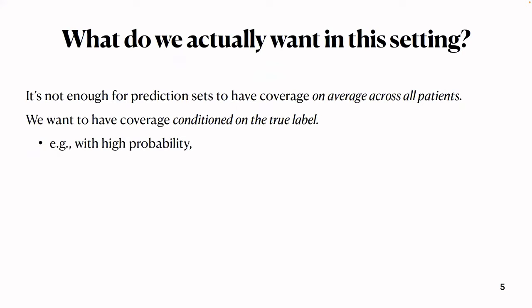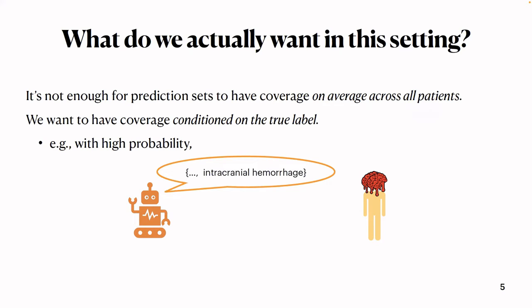So what do we actually want in this setting? We saw in the example that it's not enough for prediction sets to have coverage on average across all patients. Instead, we want to have coverage conditioned on the true label. So what this means is that when we're faced with a patient that actually has an intracranial hemorrhage, we want with high probability that the prediction set contains that diagnosis.